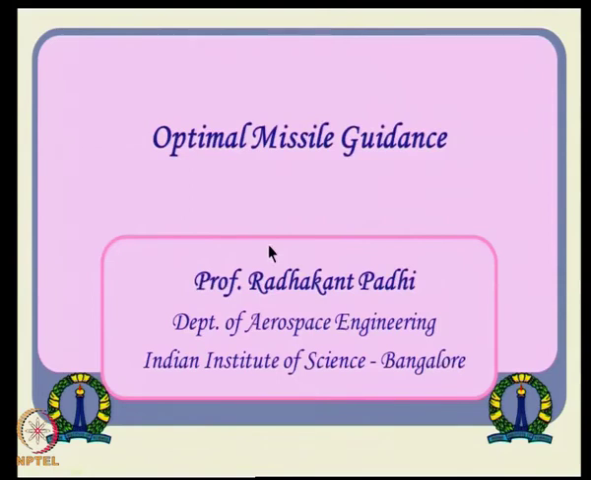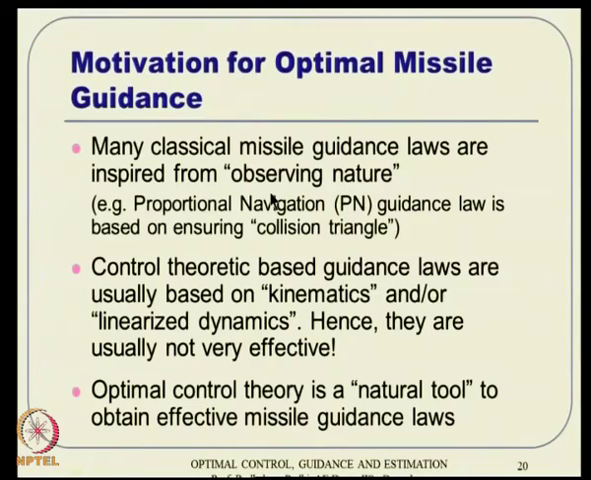Alright, let us move on to optimal missile guidance. How do you formulate that? We comment a little that many classical missile guidance laws, like PN guidance, are inspired by observing nature. Then there are control theoretic guidance laws that are usually based on kinematics and linearized dynamics, and that is what we are more interested in in this lecture, to come up with optimal control theoretic guidance laws based on the kinematics of the engagement. But they are usually not very effective, even though they can do the job with a larger warhead. In the subsequent lectures we will see how to make them more and more effective.